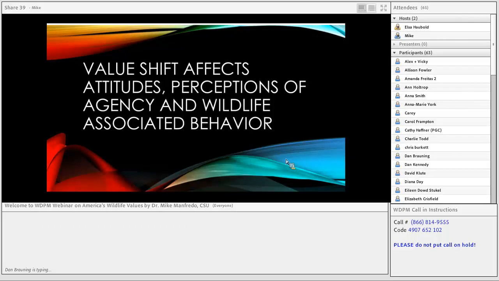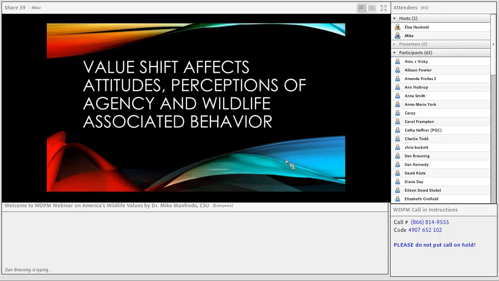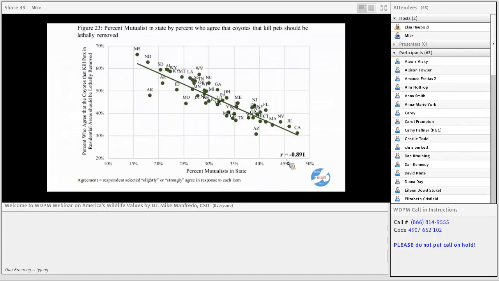Now, the part that perhaps you'll be most interested in is how it affects attitudes, perceptions of the agency, and wildlife-associated recreation behavior. In this graph, we asked a number of questions about predators and how you think predators should be controlled. This graph shows the relationship between the percent mutualists in a state and the percent in a state that agree that coyotes should be killed if they kill pets in a residential area.